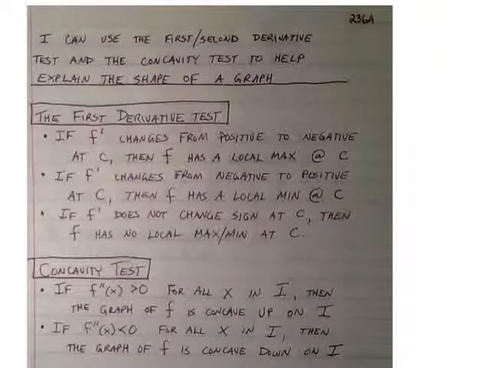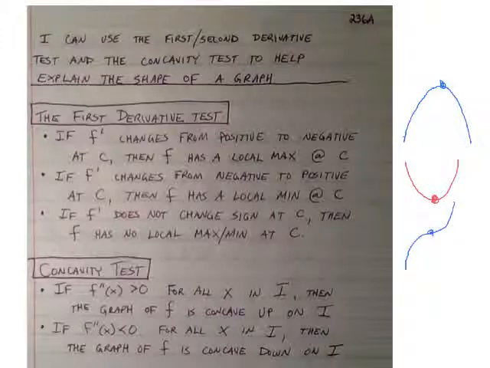Alright, the first derivative test has 3 conditions. The first is if f prime changes from positive to negative at c, then f has a local max at c. So if we are increasing, we have a positive f prime, and if we switch to a negative f prime, then that value of c is going to be a local max. If f prime changes from negative to positive, then we have a local min, and if f prime has no sign change, then we have neither a max or a min.